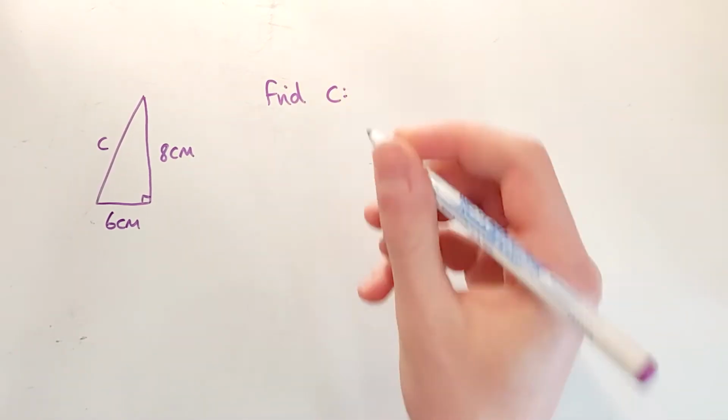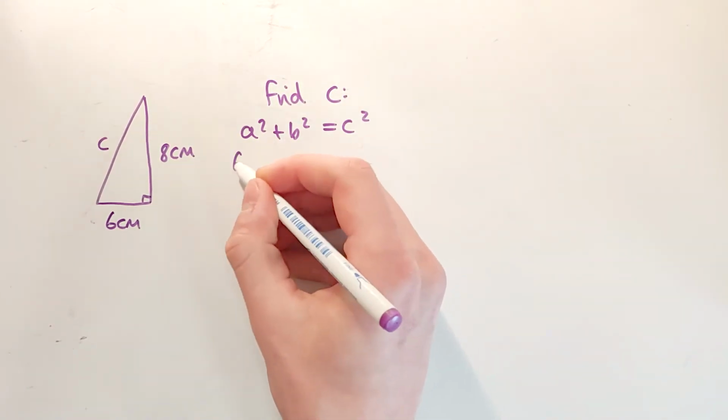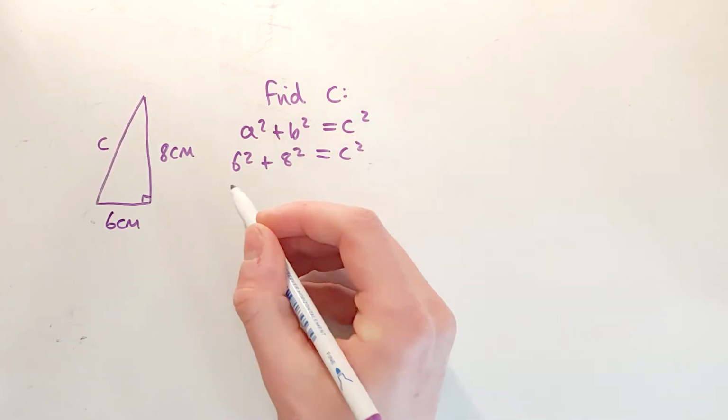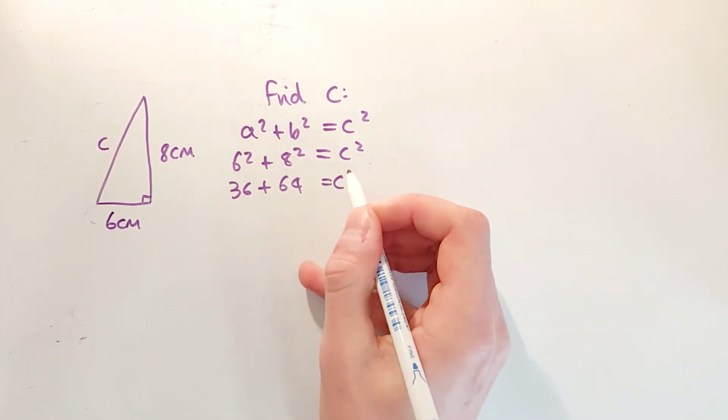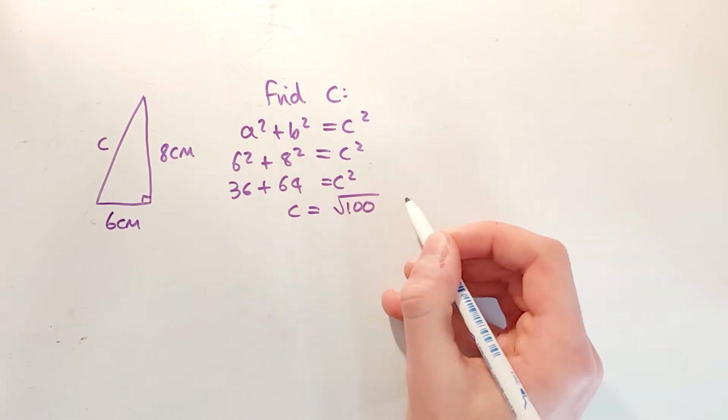We want to find the hypotenuse of this triangle here. So, apply Pythagoras' theorem and substitute in the numbers to find that the hypotenuse is 10 centimeters long.